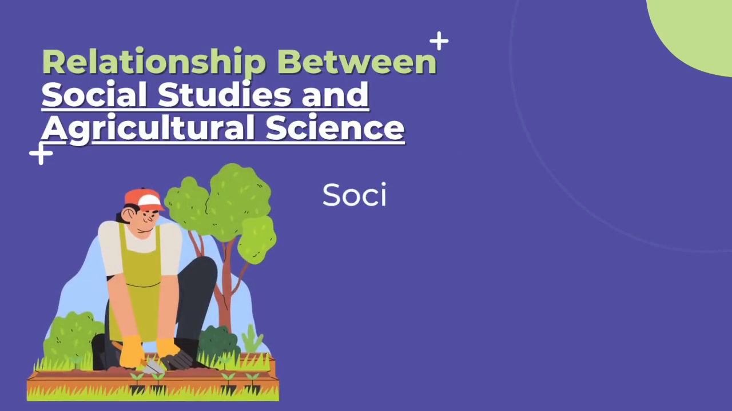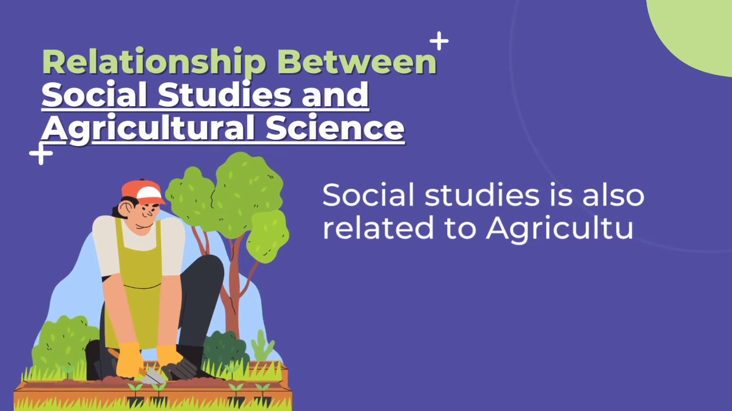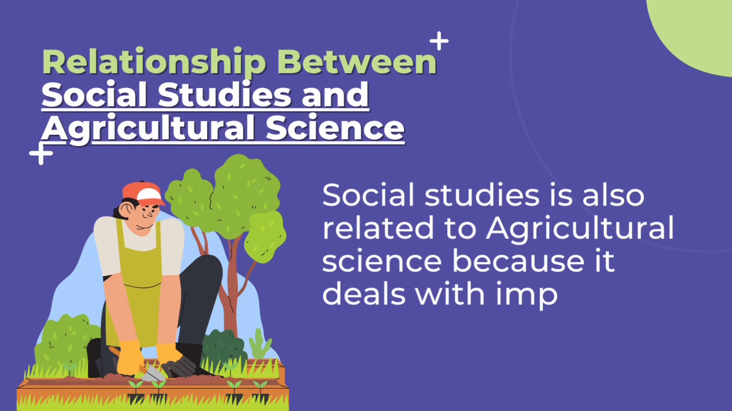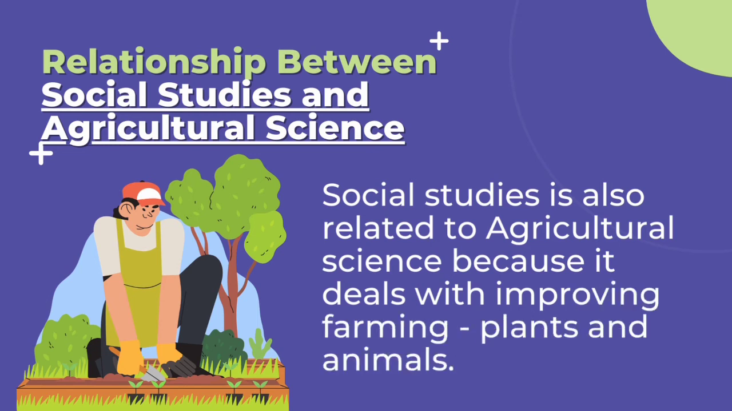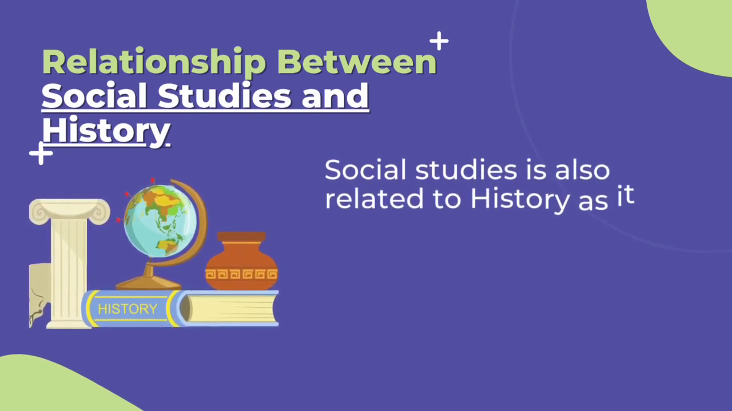Then the relationship between social studies and agricultural science. I believe in class you will do the subject called agricultural science, where they will tell you it is the cultivation of land for the growing of crops and the rearing of farm animals for man and industrial use. You see, social studies is also related to agricultural science because it deals with the improving of farming. Okay, so we'll go to the next subject.